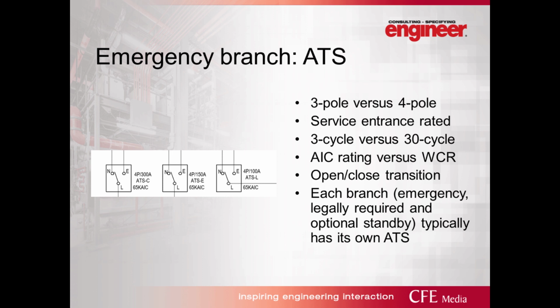ATS. This slide shows major items to look out for when specifying the ATS. 3-pole versus 4-pole. On a system using a 3-pole ATS, the neutral is continuous through the entire system. This is also known as a solid neutral, and it is bonded to ground at only one location, the facility's utility service entrance. On systems using a 4-pole ATS, each source's neutral is bonded to ground at its source.